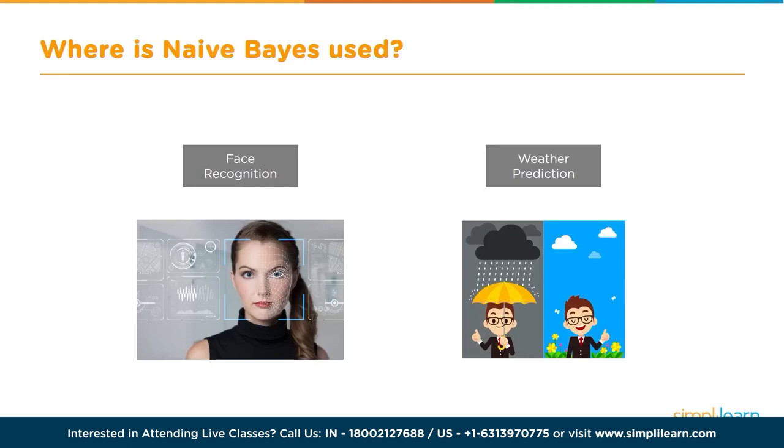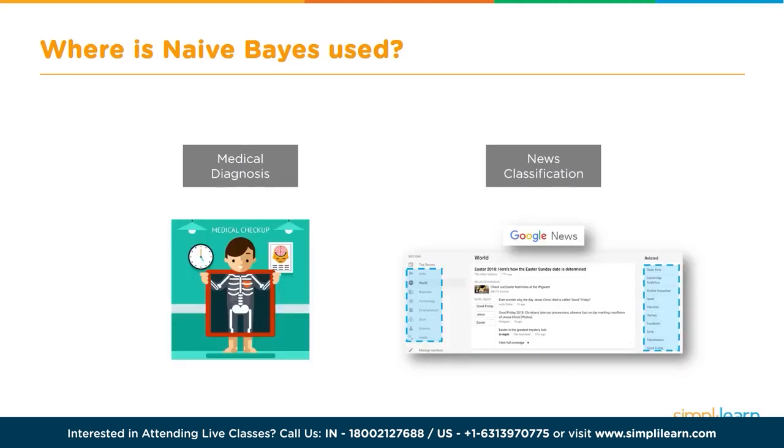Weather prediction: is it going to be rainy or sunny? Medical recognition, news prediction. It's also used in medical diagnosis. We might diagnose somebody as either high risk or not high risk for cancer or heart disease or other ailments. And news classification. When you look at Google News and it says, is this political or is this world news? A lot of that's done with naive Bayes.